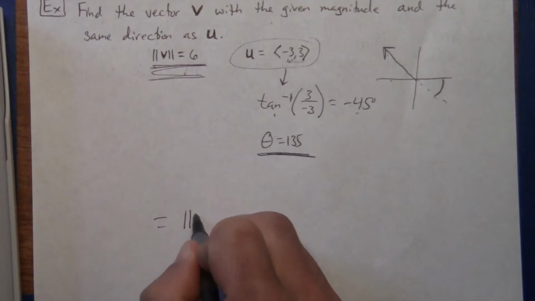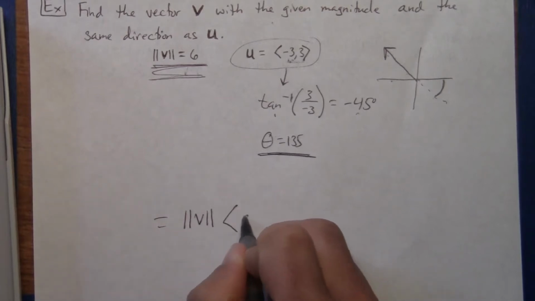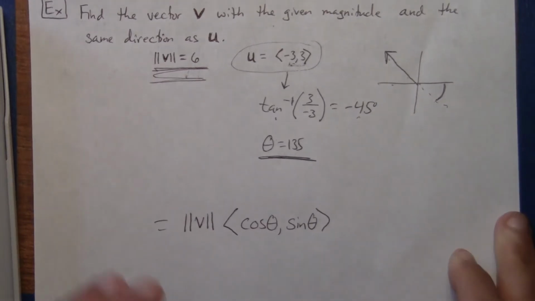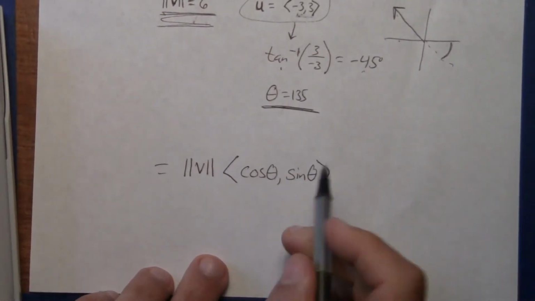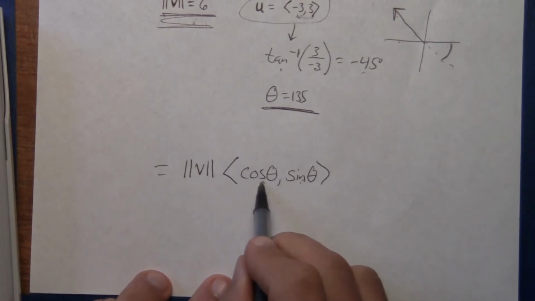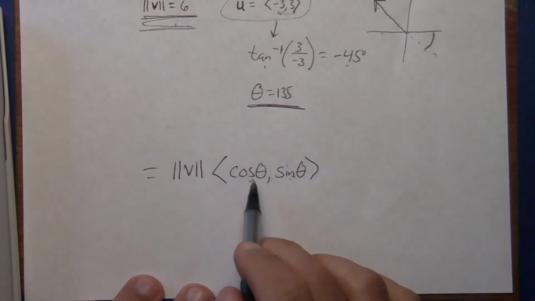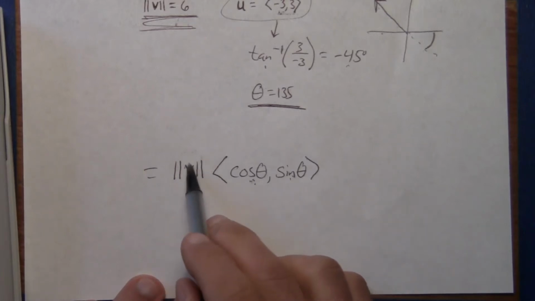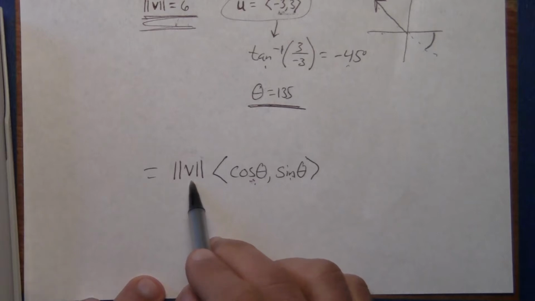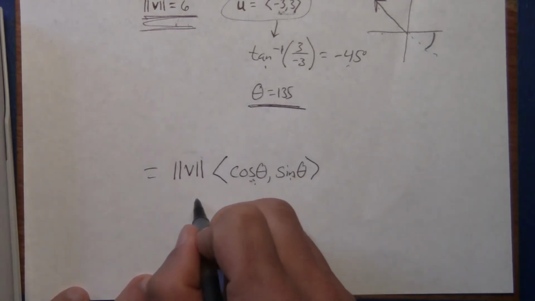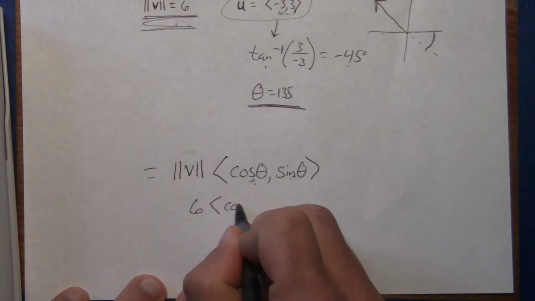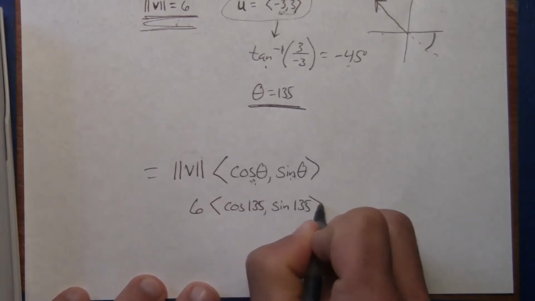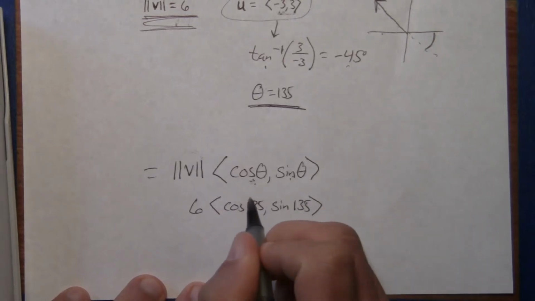You take the magnitude and you multiply it by the cosine of theta and the sine of theta. And that will change it into component form. Think about what sine and cosine does. I take the sine or cosine of any angle, that just gives me an x and a y value on the unit circle. Multiplying it by whatever number will stretch it out so that it has a length of that. So I'm going to plug all my information in. I'm going to have 6 times the cosine of 135, and 6 times the sine of 135. And those are ones that we should recognize on the unit circle.